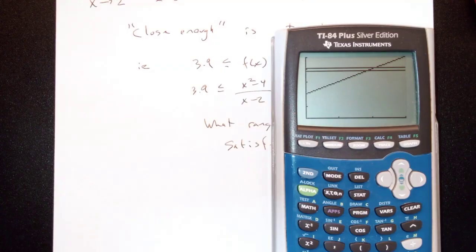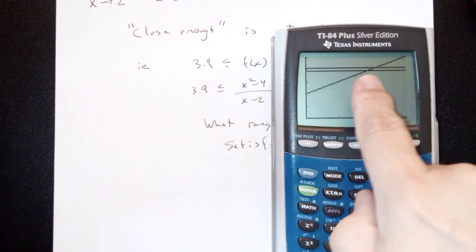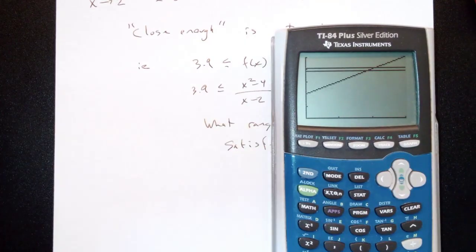Say again? Around 2, right? Because 2 is here. So it's around 2. I'd like an actual value. So I ask the calculator, hey, where do these two graphs intersect each other?